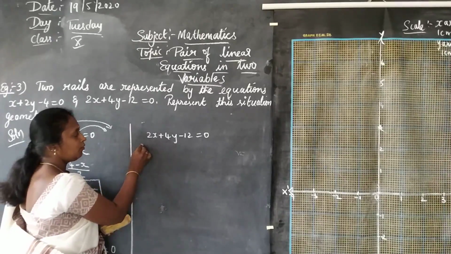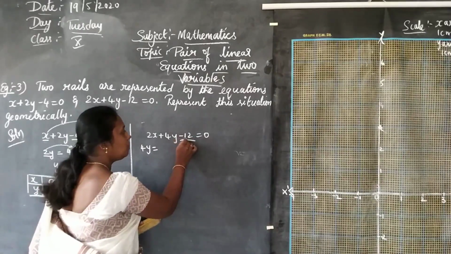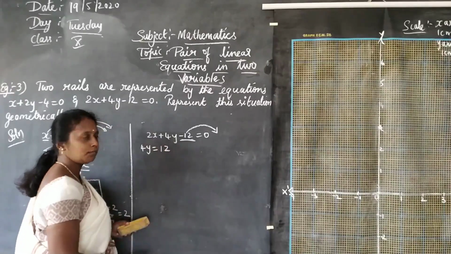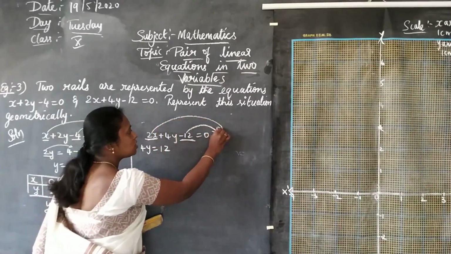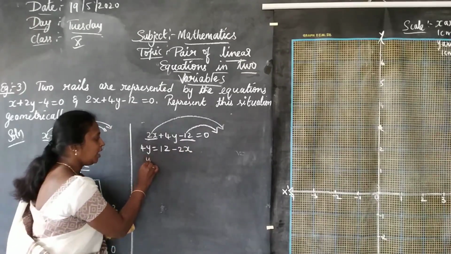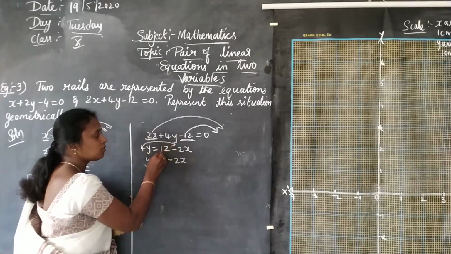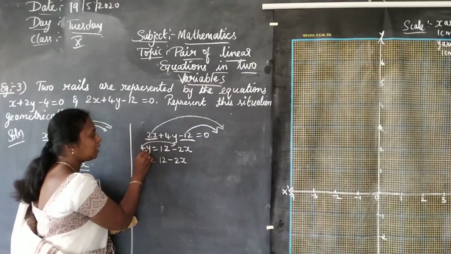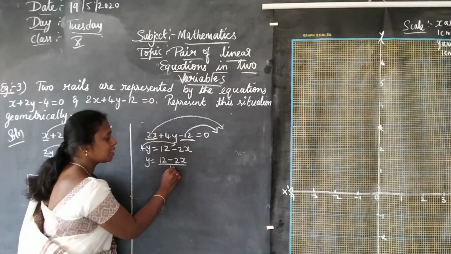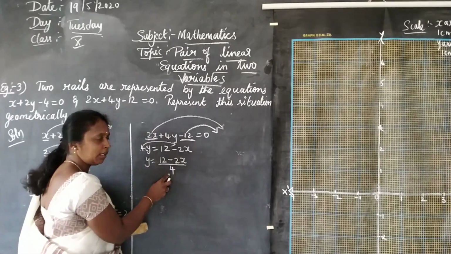Make it to the y format here. 4y is equal to minus 12, if I transfer it becomes plus 12. Plus 2x, if I transfer to the right hand side, becomes minus 2x. Okay? y is equal to 12 minus 2x. Then 4, you transfer to the right hand side. What happens? The multiplication 4 into y, if I transfer the multiplication 4 to the right hand side, this becomes division. So y is equal to (12 minus 2x) divided by 4.